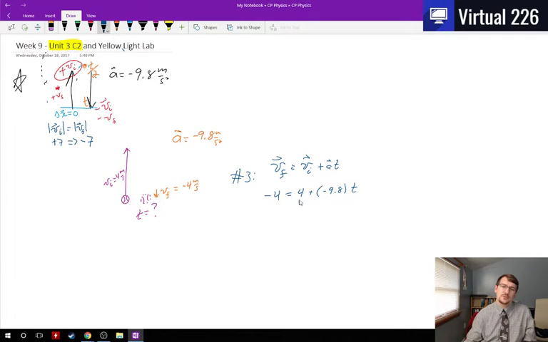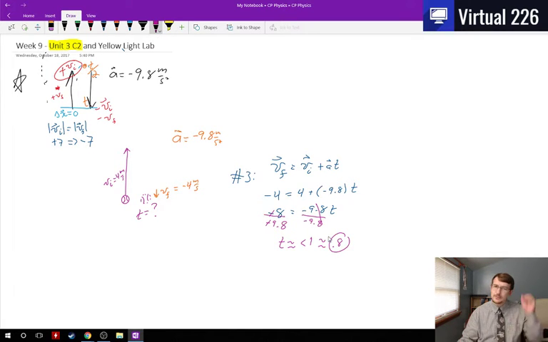If I want to work that out, I'll subtract the 4 first, so I'm going to get negative 8 equals negative 9.8t, and then I will divide the negative 9.8 out on each side. Note how my negatives remove themselves, and time is something a little less than 1. It's probably closer to 0.8, something around there. 0.8 something. Seconds, because it's time. So that's how we can look at a problem like that for a C2 problem.